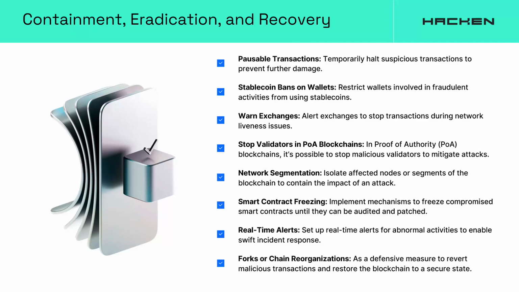Network segmentation. If we detect that we have malicious nodes that are taking down other nodes, we can try to segregate them and exclude them from the blockchain. That's going to help if the nodes are behaving weirdly and are responsible for the attacks. Smart contract freezing is pretty similar to pausable transactions. Again, it is to freeze the entire smart contract to prevent further transactions.